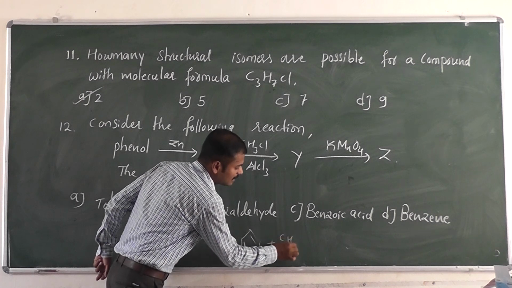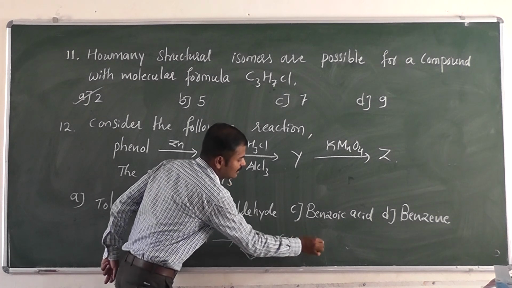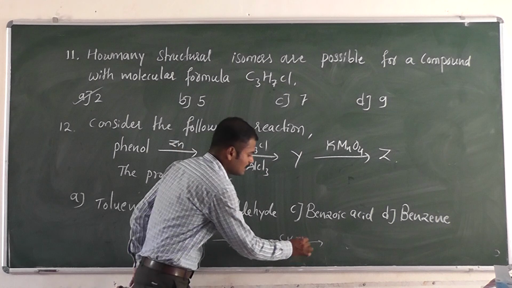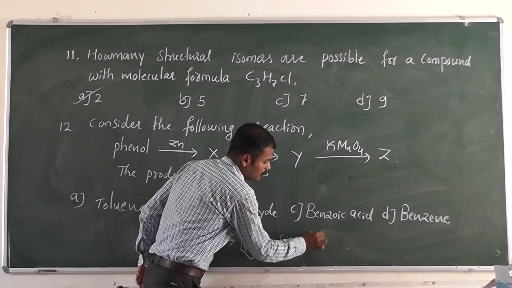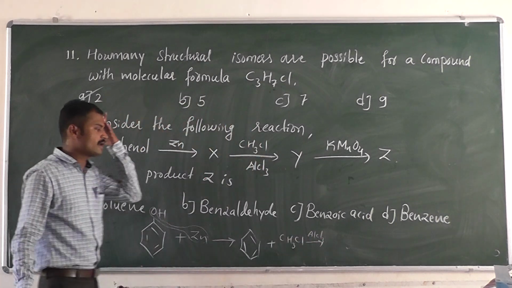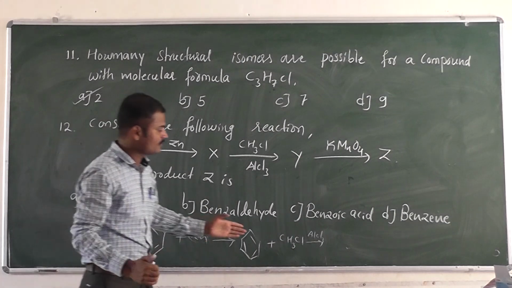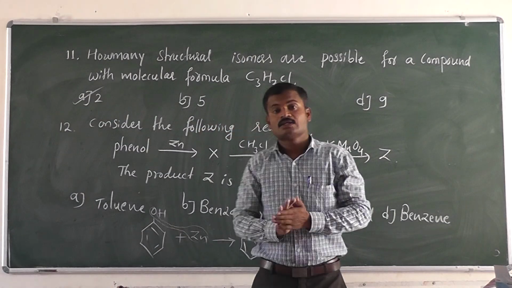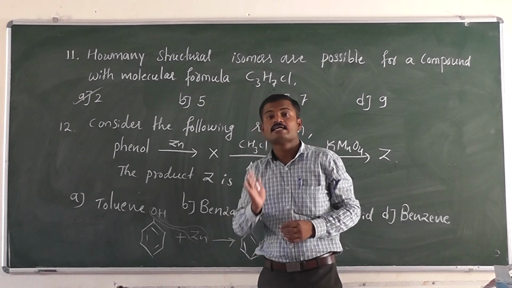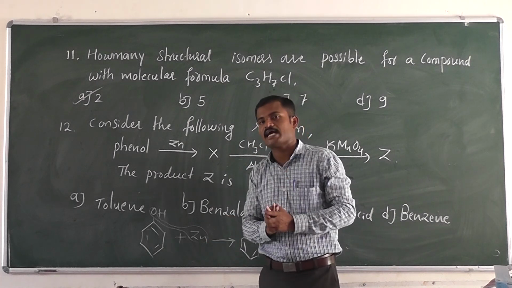Again methyl chloride. Methyl chloride in presence of a catalyst, that is aluminium chloride. Aluminium chloride is given here. So what is the product now? This is a very famous reaction. So what reaction is it? It is a Friedel-Crafts alkylation reaction.